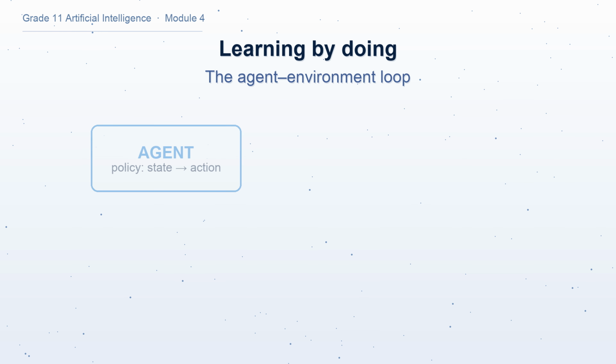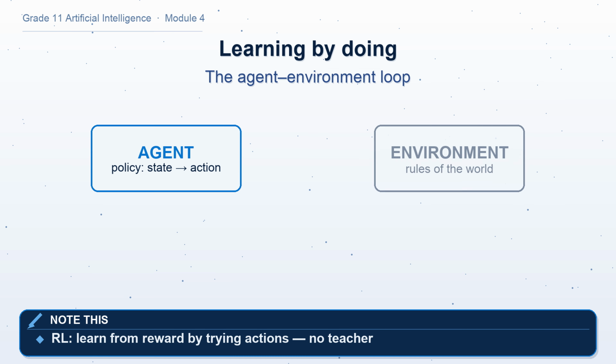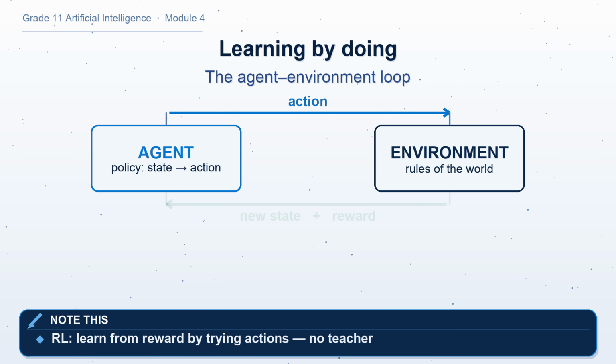Reinforcement learning is learning by doing. An agent interacts with an environment step by step. At each step, the agent observes the current state and chooses an action according to its policy. The environment responds. It returns a new state and a single number called the reward, which says how good that step was. There is no teacher giving the right answer.